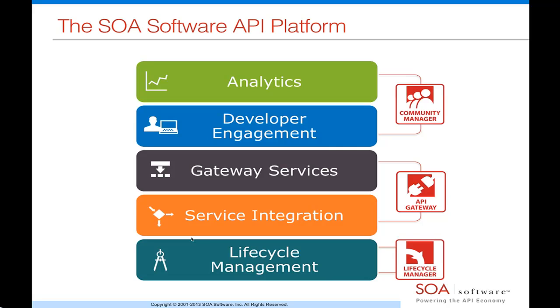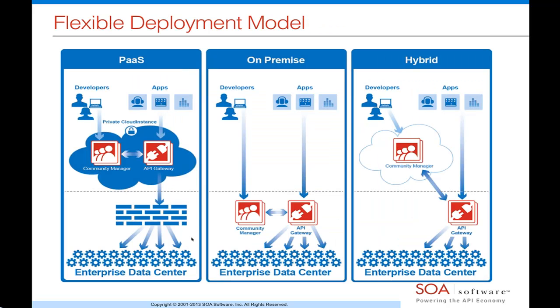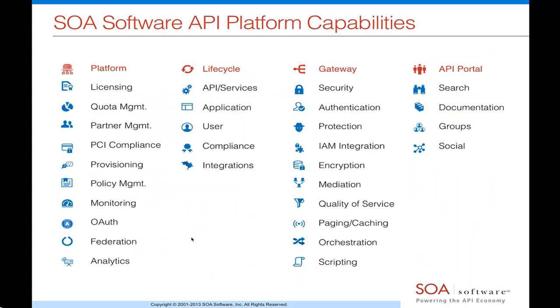So these are some of the aspects of the SOA Software API platform across three different products: Lifecycle Manager, API Gateway, and Community Manager. Here is the flexible deployment model that I talked about, which is available on the cloud, on premise, as well as hybrid. And this is just a short list of all the capabilities that the platform provides.